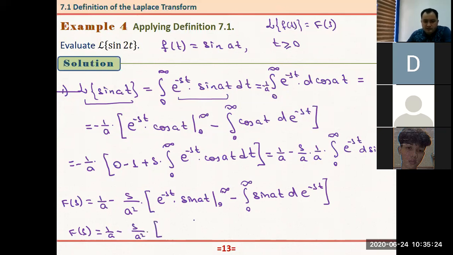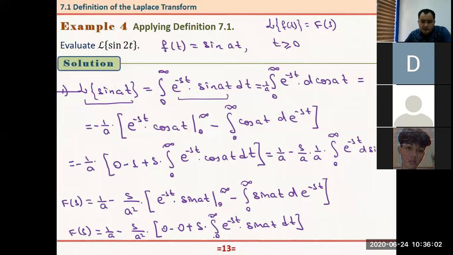Now if you evaluate this, when t goes to positive infinity, this thing is equal to 0. Minus, when t equals 0, here we have e to the power 0, that's 1, sine of 0, that's equal to 0. Here also we have 0. Minus, now if you bring this outside, again minus s comes to the front, that is plus s times integral from 0 to positive infinity e to the power minus st times sine of at. And here we have dt, close the brackets.